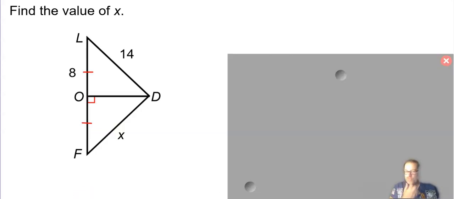Alright, so let's use the perpendicular bisector theorem. As we said in that video, if I give you a perpendicular bisector in a triangle, so we've got a right angle right here, and I cut this side in half, what we can now say is this leg and this leg of the triangle are congruent. So I can make an equation that says purple equals purple.